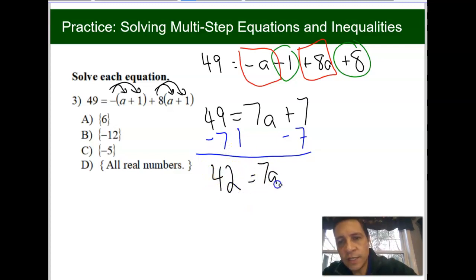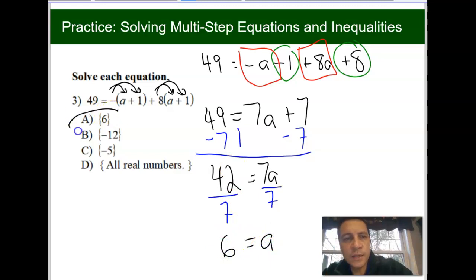42 equals 7a. I'm multiplying a by 7. So to get a by itself, I'm going to divide both sides by 7. 6 is equal to a. Choice A is the right one. And that's how we solve and graph multi-step equations and inequalities.